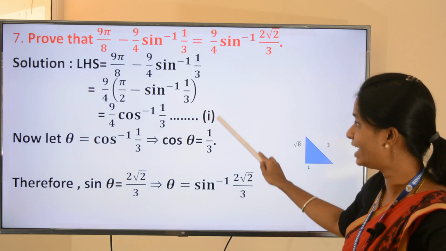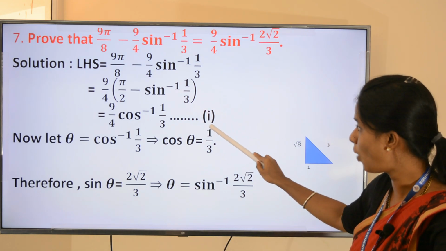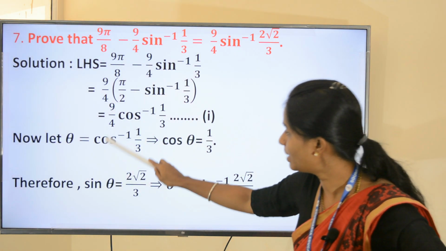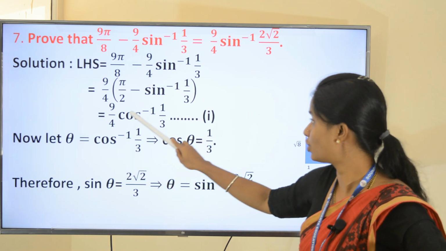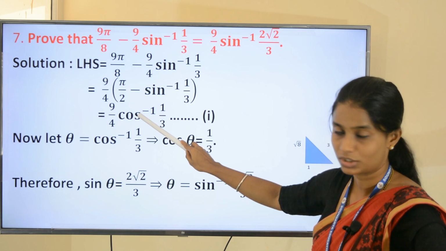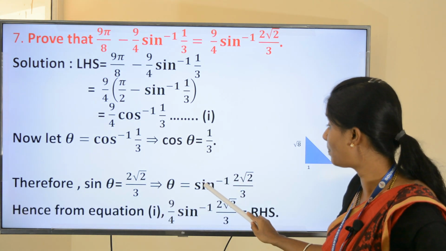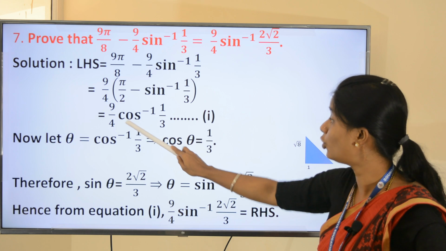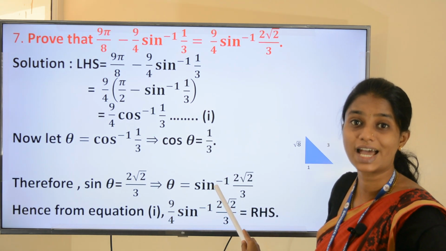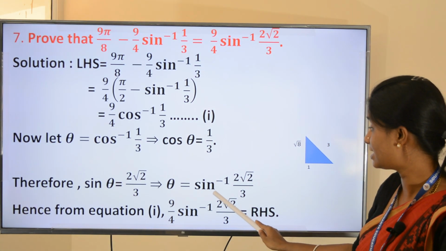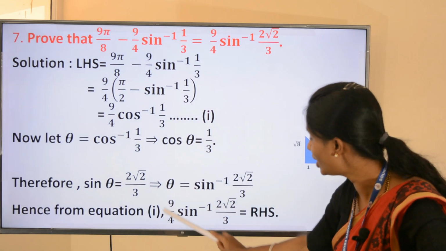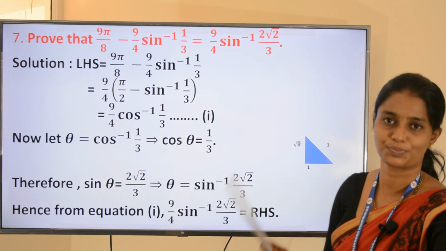Now expression 1 I will take, students. Expression 1 is 9 by 4 into cos inverse of 1 by 3, which can be replaced with theta, isn't it? So expression 1 becomes 9 by 4 into theta. Theta in terms of the sine inverse function is sine inverse 2 root 2 divided by 3. Clearly we got the right hand side expression, isn't it?